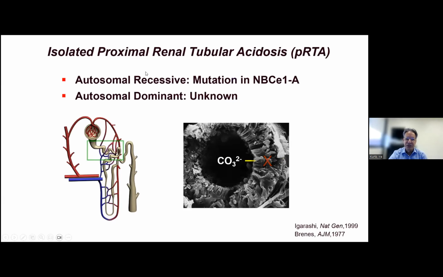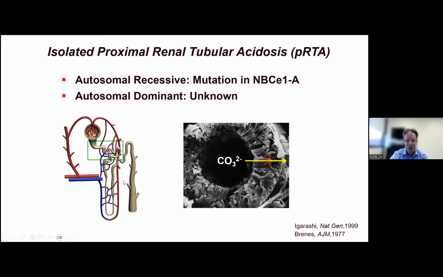So this patient had isolated proximal renal tubular acidosis. It's now known to be autosomal recessive. It's due to mutations in NBCE1A. The protein cannot transport sodium and carbonate across the basolateral membrane out of the cell. So the whole system just backs up. It's in this portion of the nephron here with the flashing green square, where the majority of bicarbonate, or if you want to say carbonate, that's also fine, is absorbed in the nephron.